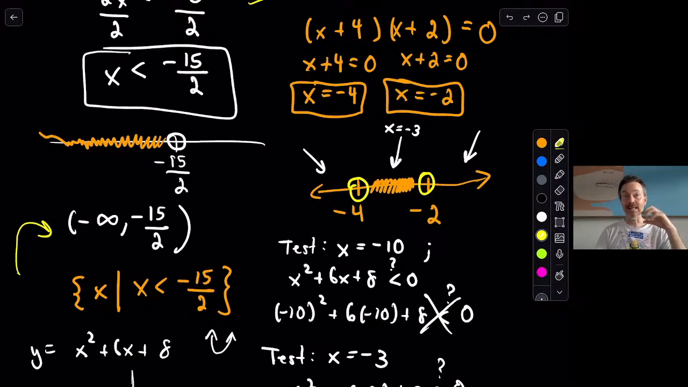If it's less than or equal to, or greater than or equal to, the equal to means we can use it. So then you would shade it in. Okay.